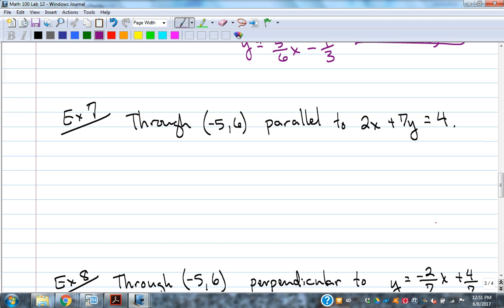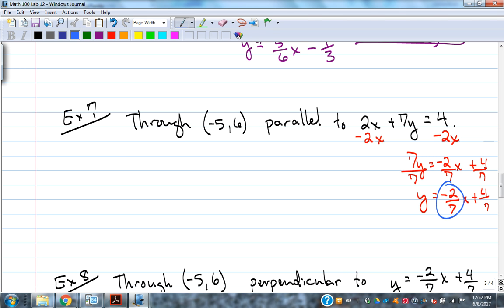Let's write the equation of a line through negative 5, 6 that's parallel to 2x plus 7y equals 4. Let's write that in slope-intercept form. Okay. So I would start by finding the slope of this line. Subtract 2x, and then divide everybody by 7 to get y. So negative 2/7 x plus 4 over 7. And then the slope is what we need out of that. So negative 2/7. And parallel lines have the exact same slope. So that's what we're going to start with.